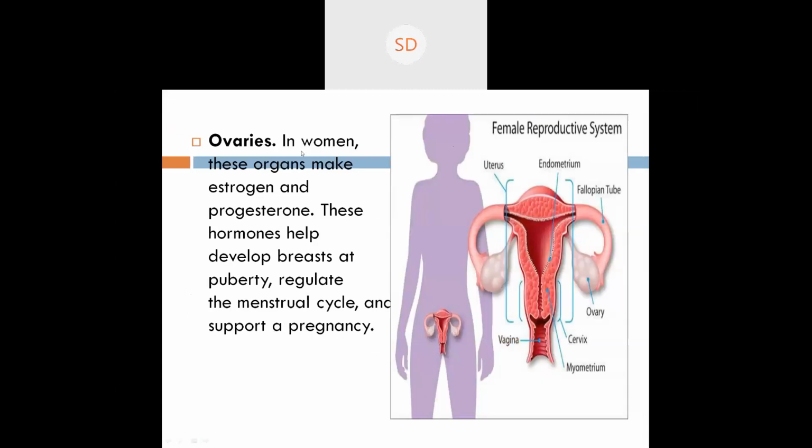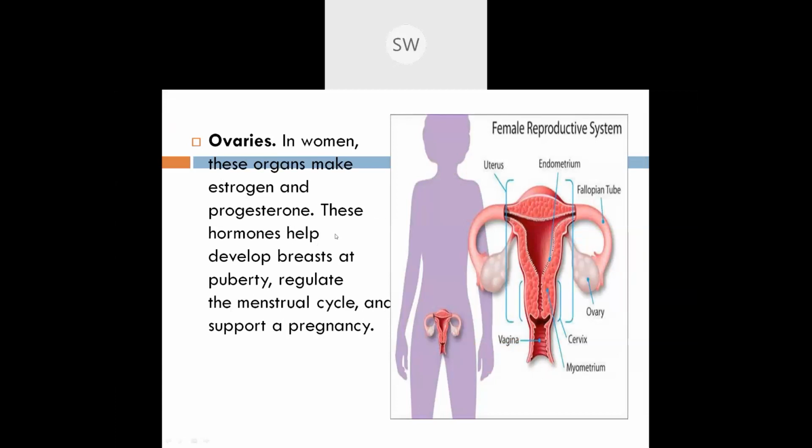Okay, next is the ovaries. Ovaries, which you will get in the female reproductive system. So this is the ovary, these are the two ovaries. You'll find them mostly in women. From the ovary, two hormones are released, estrogen and progesterone. These are the names of the two hormones.